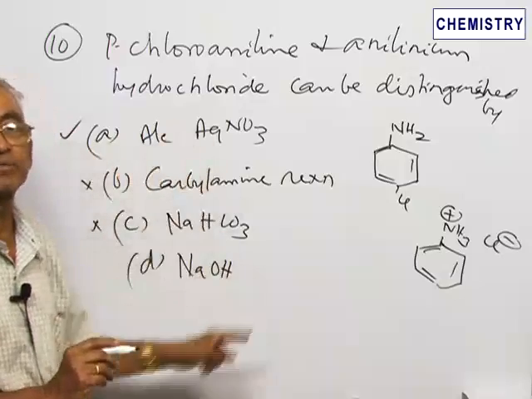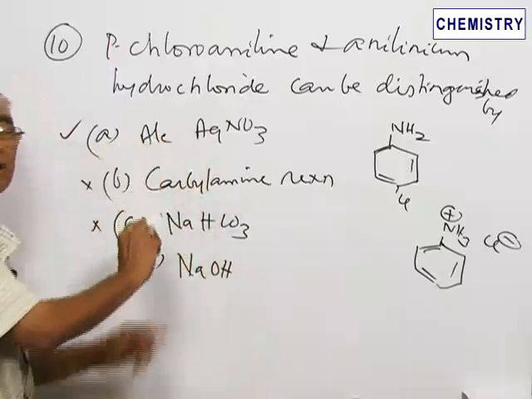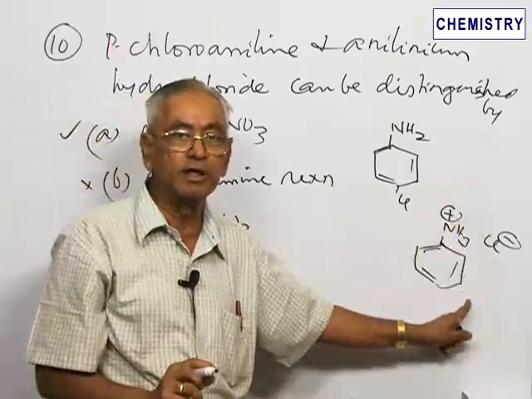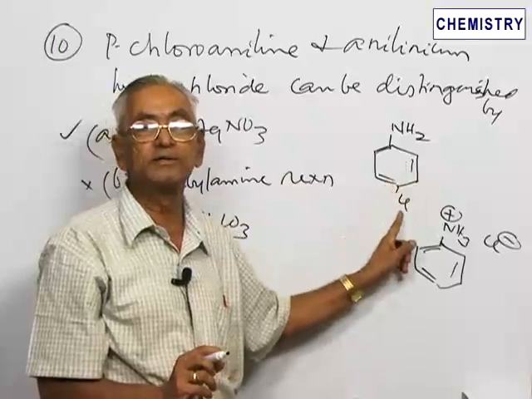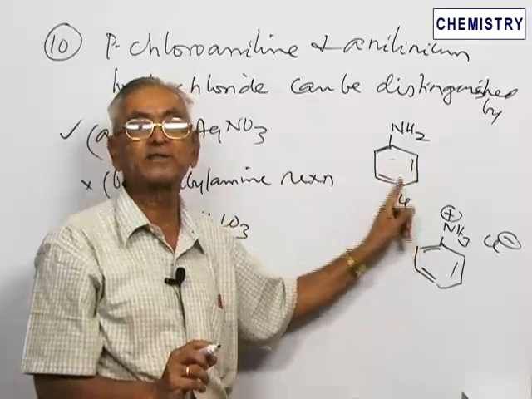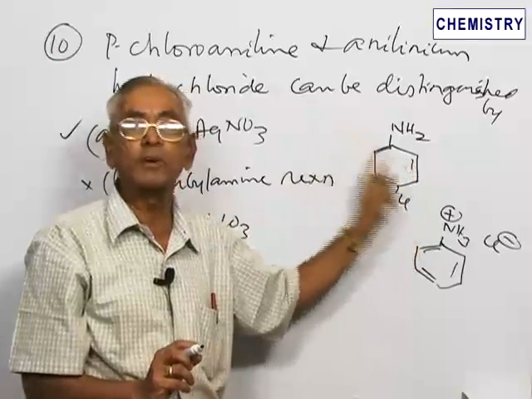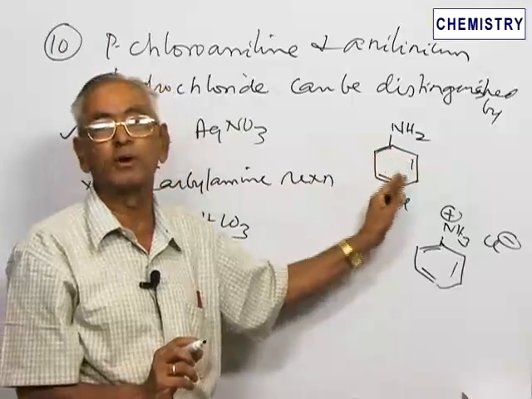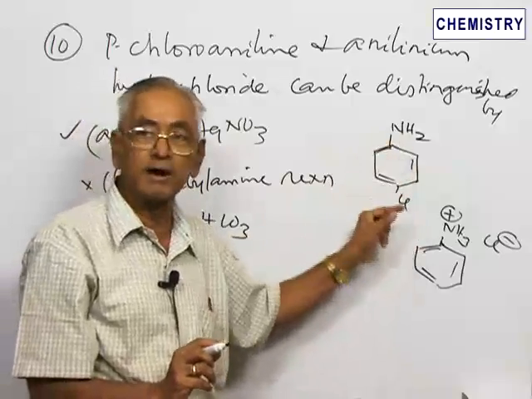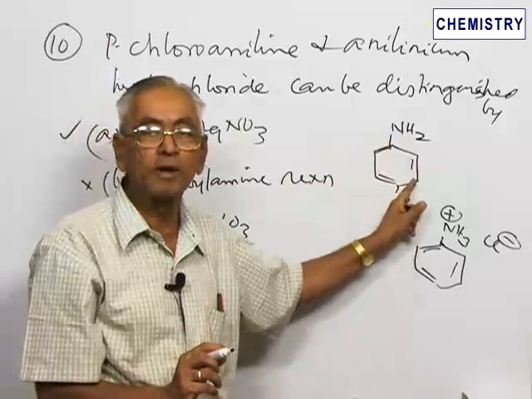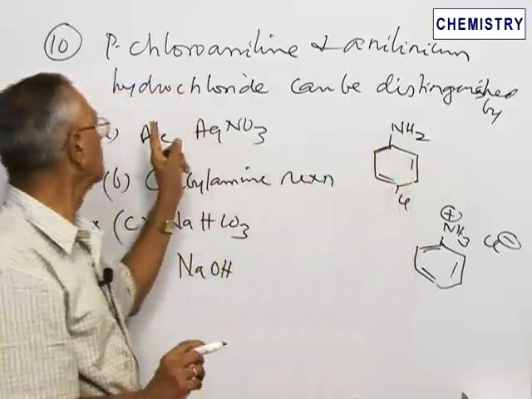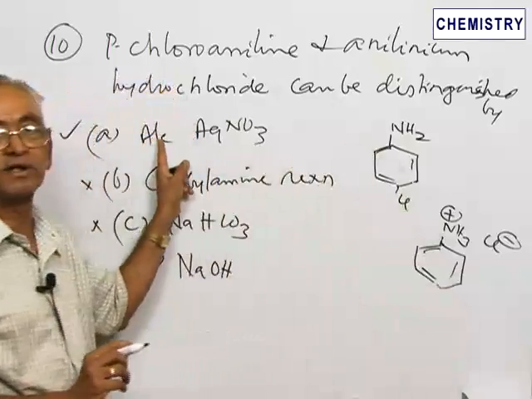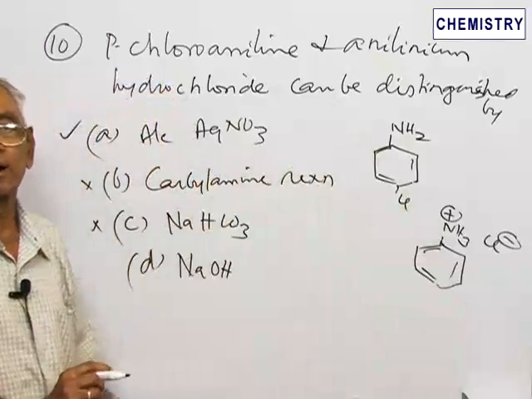So the only correct choice for this question is alcoholic silver nitrate, because when you add it, a white precipitate will be produced in this one, and no white precipitate will be produced in the other, because it is a nuclear halogen. A halogen attached directly to the benzene nucleus will not produce a white precipitate, whether bromine, iodine or chlorine, because it is a nuclear halogen, or in other words, a halogen attached to an sp2 carbon will not produce a precipitate. So alcoholic silver nitrate is the best reagent to distinguish between the two. So the correct choice for the question is A, and the remaining are not useful.